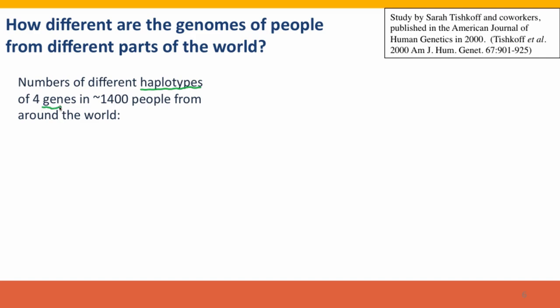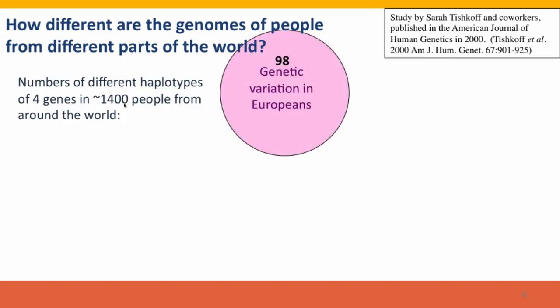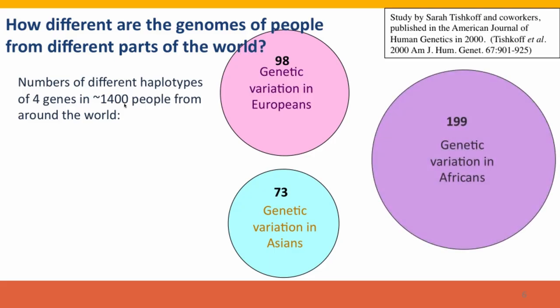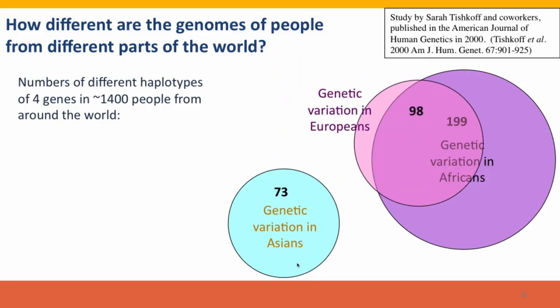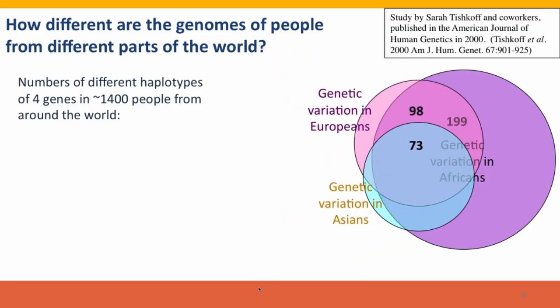So all the genetic differences in a segment. In this study, their segments were 4 different genes, and they sequenced these 4 genes in 1,400 people from different places around the world. And they counted up the number of different haplotypes that they found in those 1,400 people. And they found 98 different haplotypes in Europeans, 73 in Asians, and 199 in Africans. So already we can see that there's more genetic variation in Africans than there is in people from other parts of the world. This is actually consistent with other studies of human genetic differences.